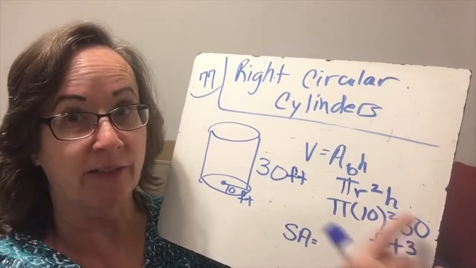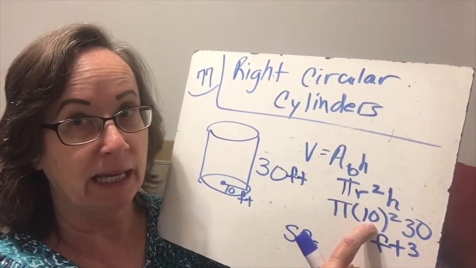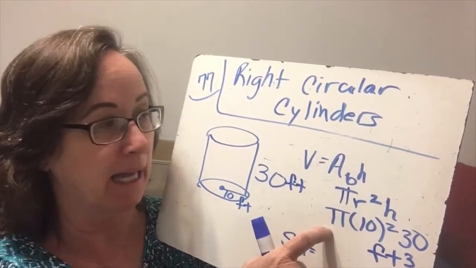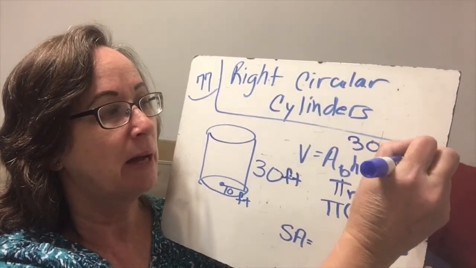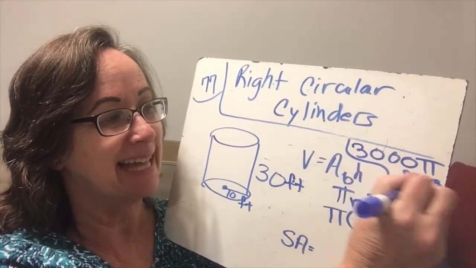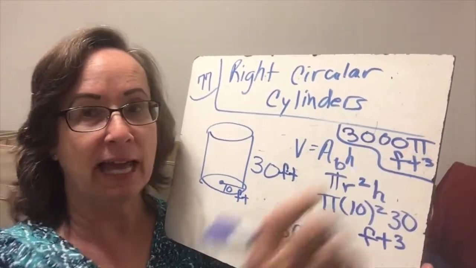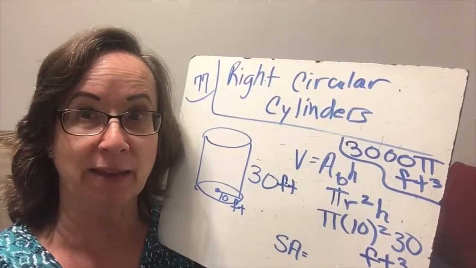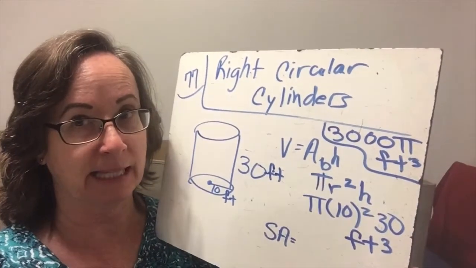So now let's multiply all this out. So we have 10 squared is 100. And 100 times 30 would be 3,000 pi. So the answer for the volume is 3,000 pi feet cubed. Okay, now that's the exact answer, but if you wanted to get an approximate answer, you could take 3.14 and substitute it in for the pi and multiply 3.14 times 3,000, and that would be a good approximation. But the exact answer always keeps the pi.